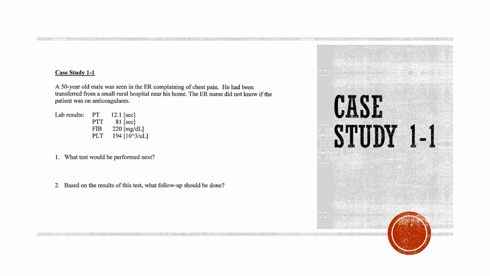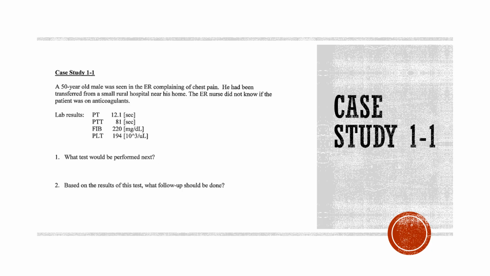Okay, so let's first ask ourselves, do we see any abnormal results? Well, PT looks all right. PTT is prolonged. Fibrinogen looks all right, and our platelet count looks all right. So really the only thing in that result is a prolonged PTT. So what test would we perform next?